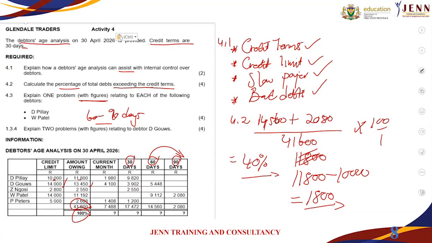All right, thank you so much, guys. Let's go to 1.3.4, which says explain two problems with figures relating to debtor D Goals or Gowns. So let's go to that data and let's identify two problems. Any takers? Which problems have we identified around debtor D Goals? Anyone? Ikaelelo?